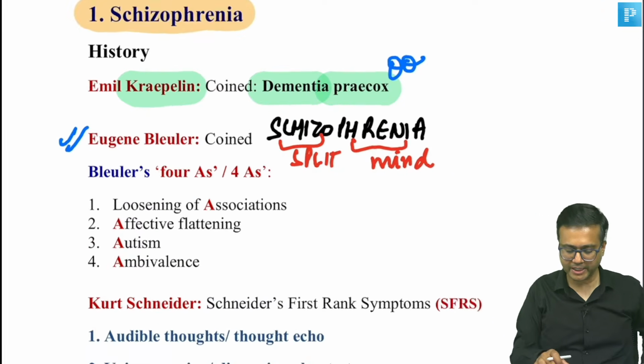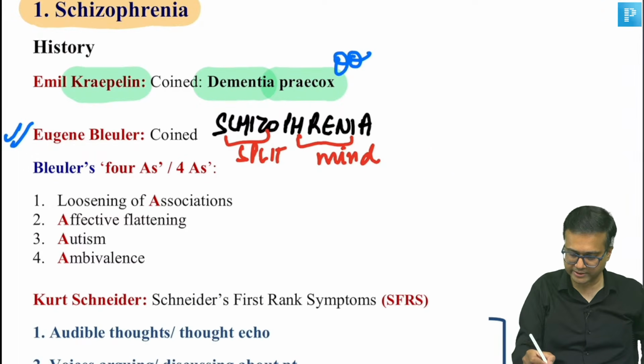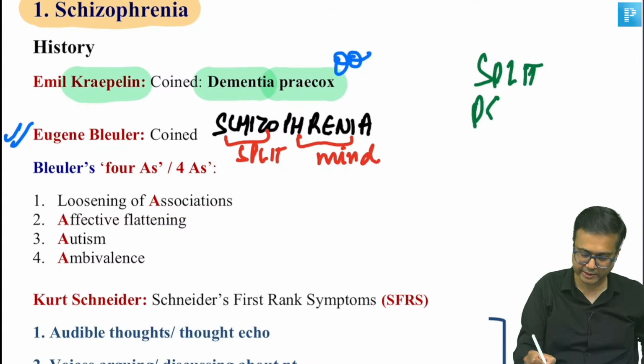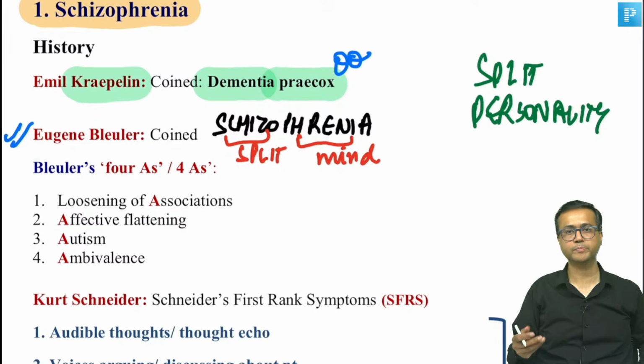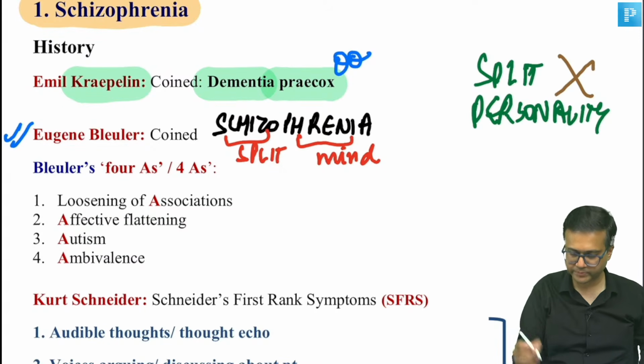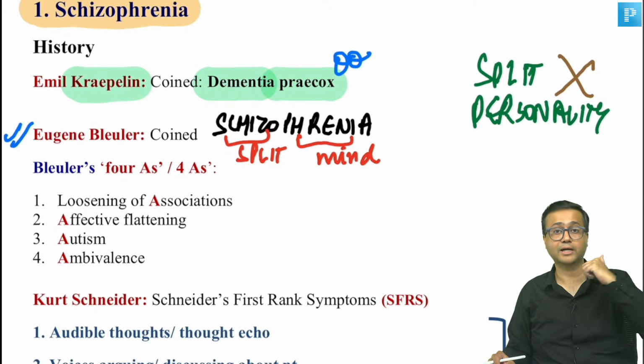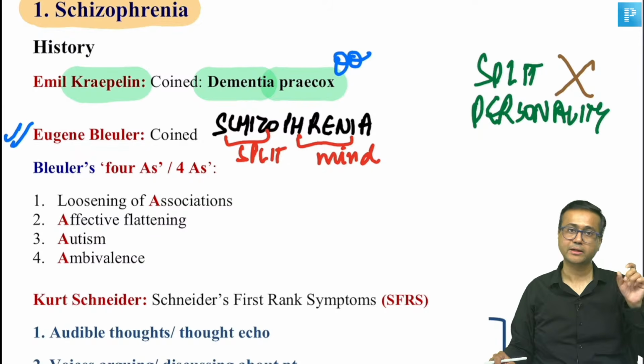Tell me, beta, is schizophrenia same as split personality? Please remember, no. Split personality we will discuss under the heading of dissociative disorder. The meaning of the name schizophrenia is split mind.